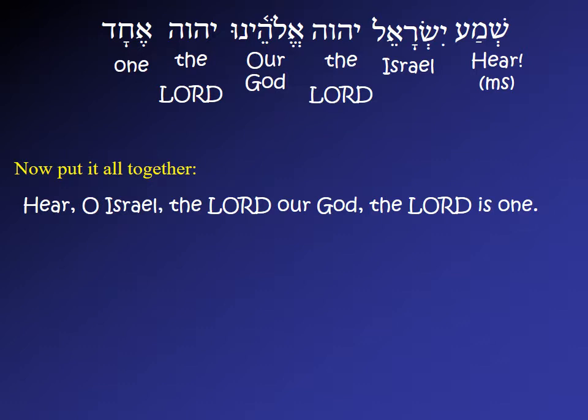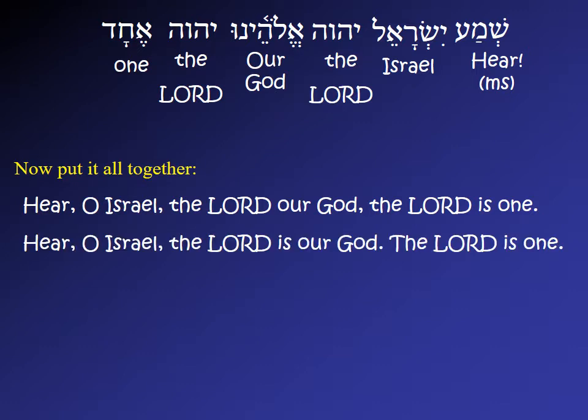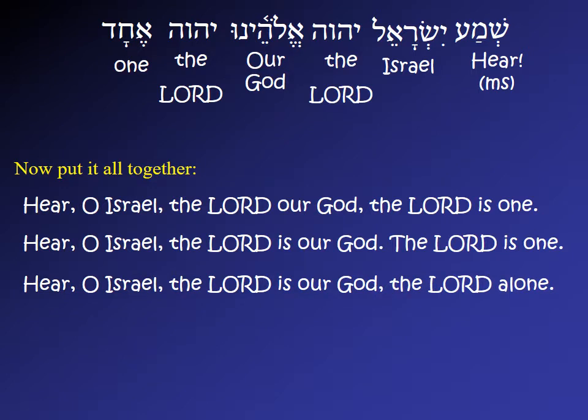Now then, Adonai Eloheinu, Adonai Echad. This could mean the Lord our God, the Lord is one. Or we could translate, the Lord is our God, the Lord is one. Here what we've done is read these as nominal sentences, supplying a verb. Or we could translate, the Lord is our God, the Lord alone. This is a possible meaning of echad instead of one, meaning the only one, or the Lord alone.